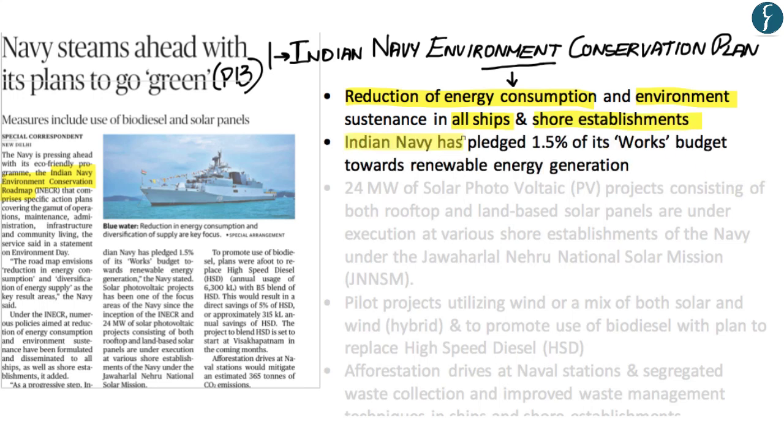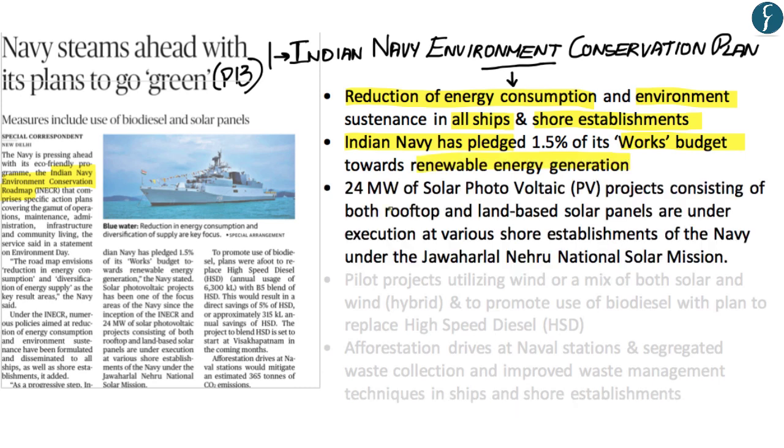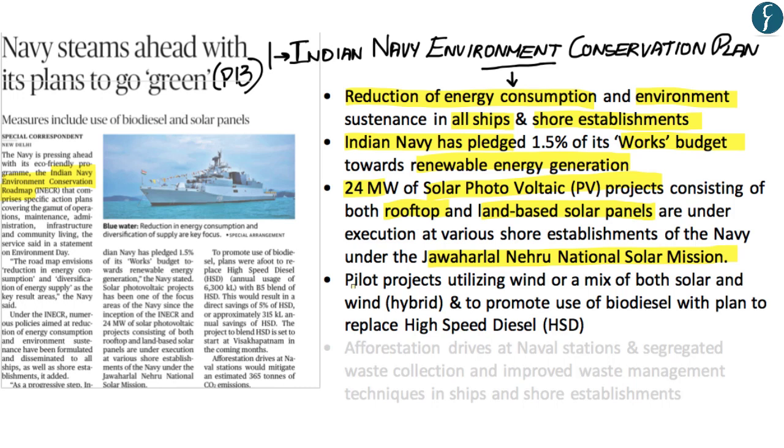The second point of the plan is that the Indian Navy has pledged 1.5% of its work budget towards renewable energy generation. The third part of this plan is that the Indian Navy is going to ensure that about 24 megawatt of energy is produced by solar photovoltaic projects, whereby the Indian Navy is going to ensure that both rooftop and land-based solar panels are formed under the Jawaharlal Nehru National Solar Mission. The fourth point is that the Indian Navy is going to form pilot projects in which it is going to utilize wind energy to form electricity.